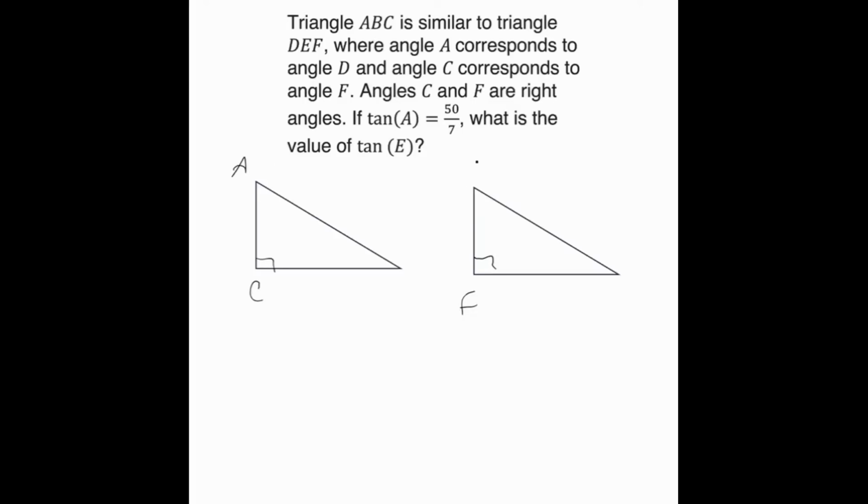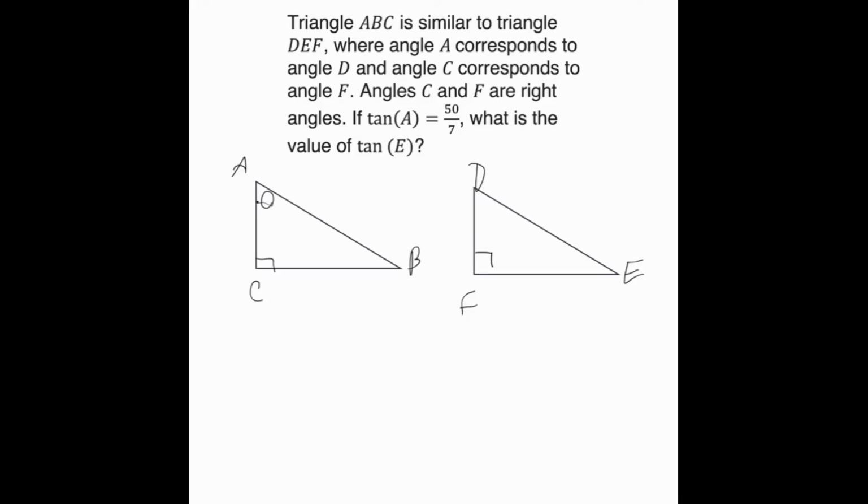A corresponds to D, and C corresponds to F, which we knew already. That must also mean that B and E must be these two, because we have our similarity statements that say ABC is similar to DEF, so we know they're laid out in that order.